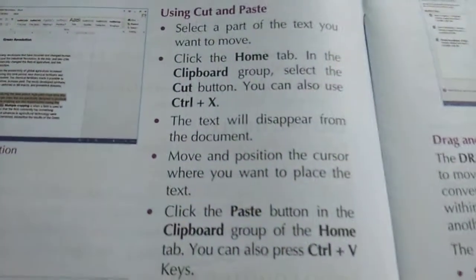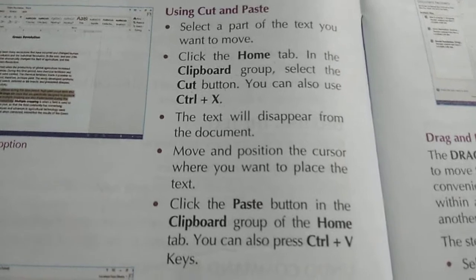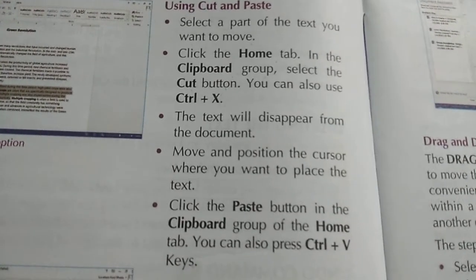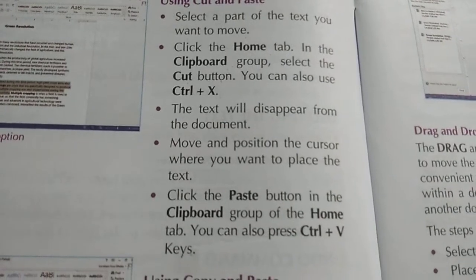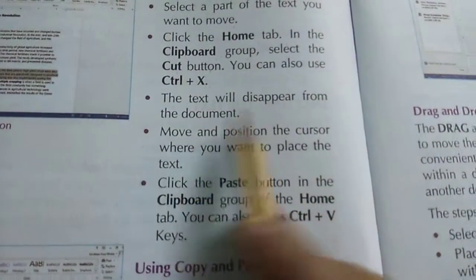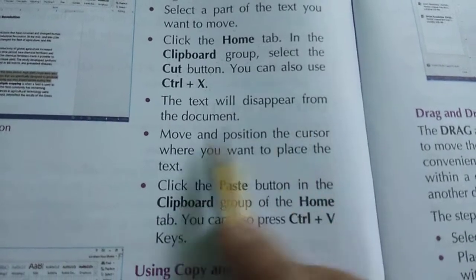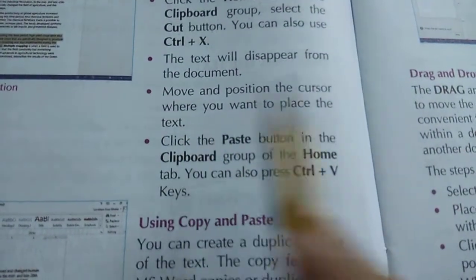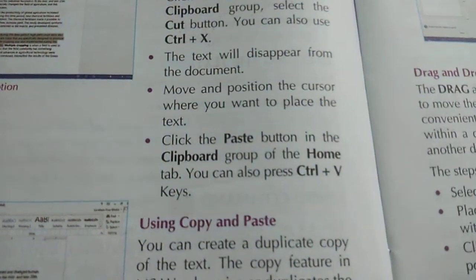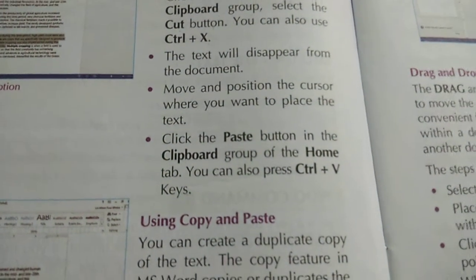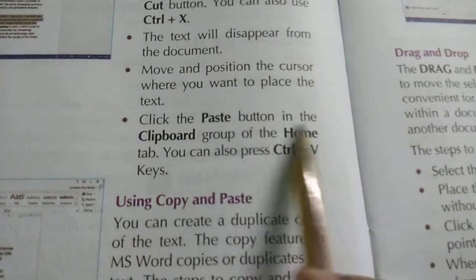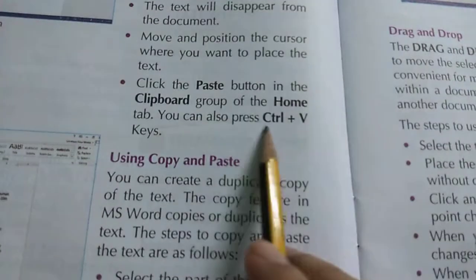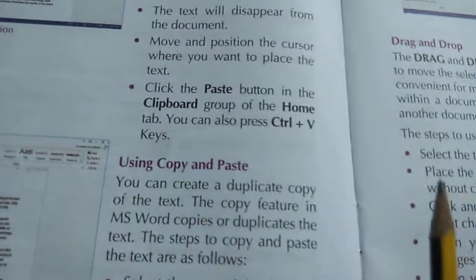Now the text will disappear from the document. You have to cut, means you have to remove it. So if you select the Cut button or use Ctrl+X, the text will disappear. Then move the cursor to the position where you want to place the text. From that place it will come to the next place. Now see. Click the Paste button in the Clipboard group on the Home tab. You can also press Ctrl+V to paste it.